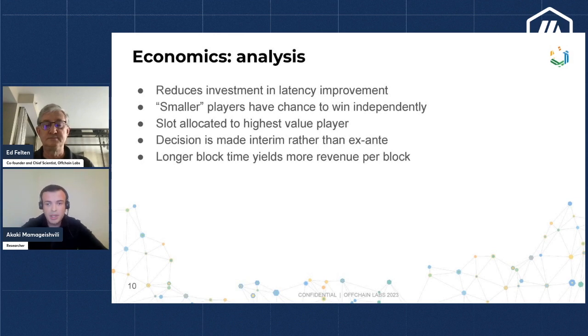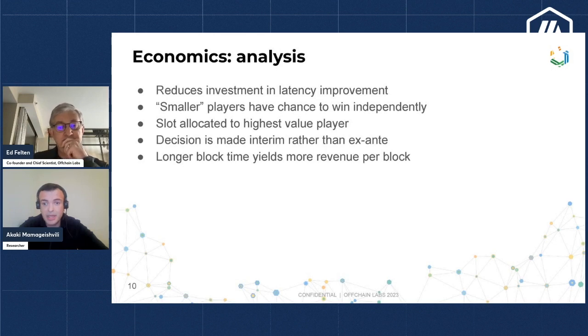The second property is that smaller players have a chance to win independently, so they don't need to team up with anyone. So as I said on the previous slide, it doesn't make sense to combine two different valuation transactions. And if there is some smaller player that has a high value transaction, it will win over a large player who has maybe a lot of transactions, but the valuation for each of them is a bit less, because it doesn't make sense to combine transactions.